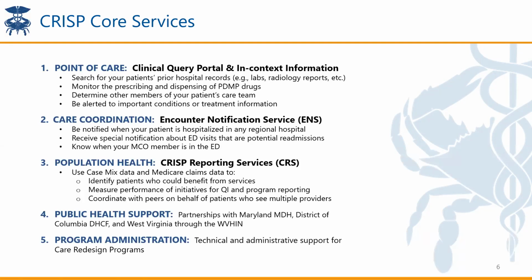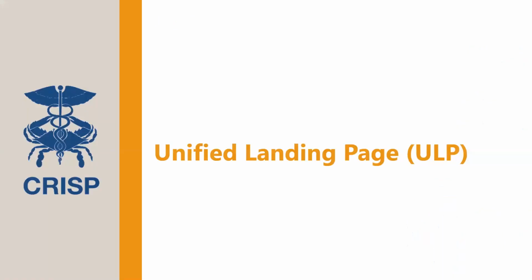The last bucket of services is public health, and this is a partnership. This is through our partnerships with the Departments of Health in Maryland, DC, and West Virginia. Through these partnerships, we're able to show our users public health related information, for example, Zika and overdose alerts. We have a C. diff alert. So there are lots of interesting public health use cases that we're able to support. And then lastly, as you know, we're all here today for MDPCP, but we do act as the program administrators for a lot of the care redesign programs, both hospital and ambulatory.